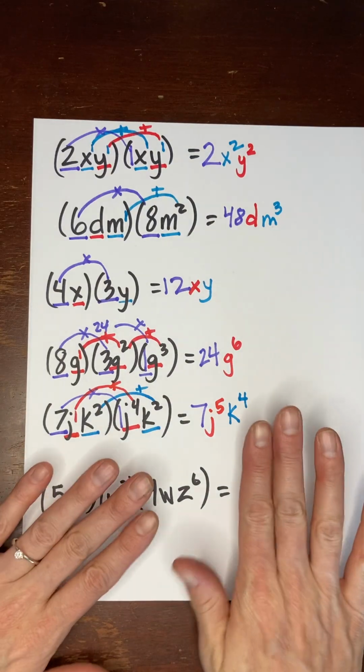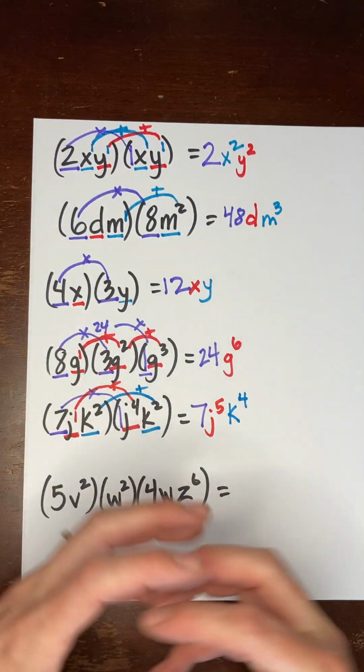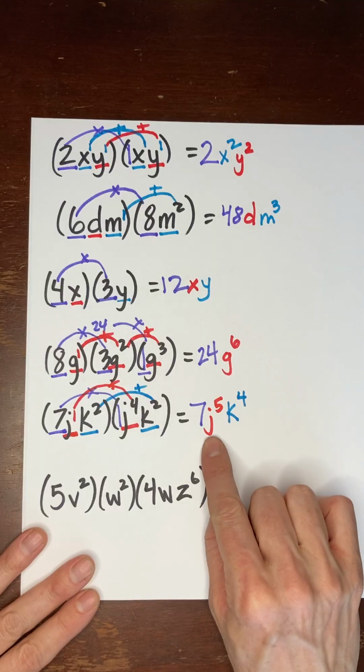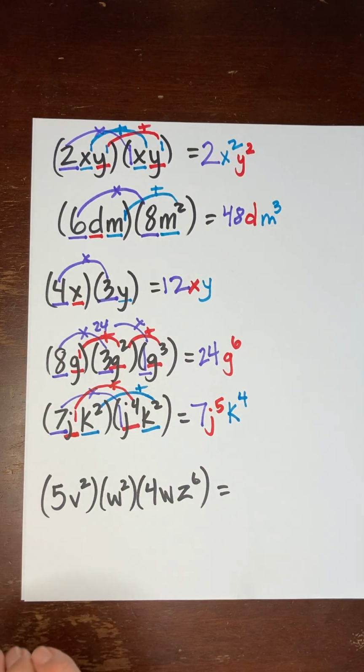Often I'll see students that feel like they need to combine it all into one answer, and that's not necessary. If you have different bases, then your answer can have as many different bases or variables as are necessary.